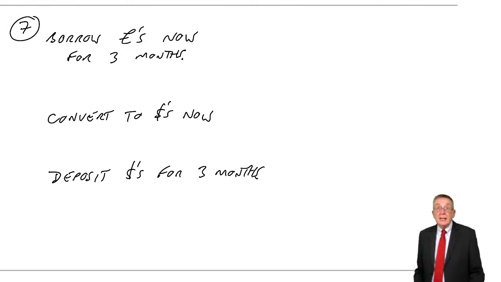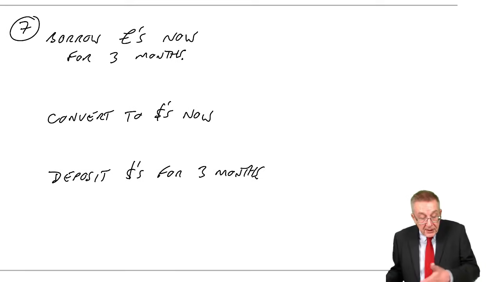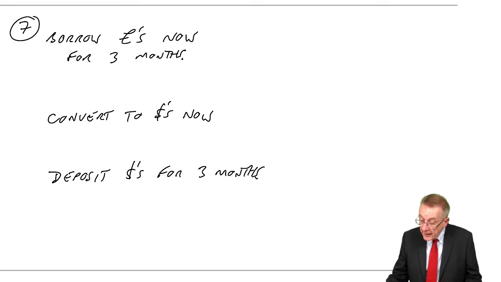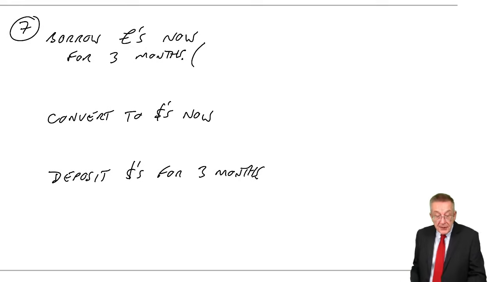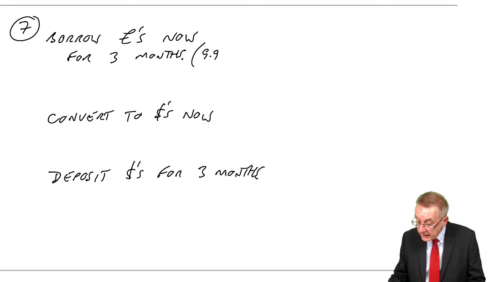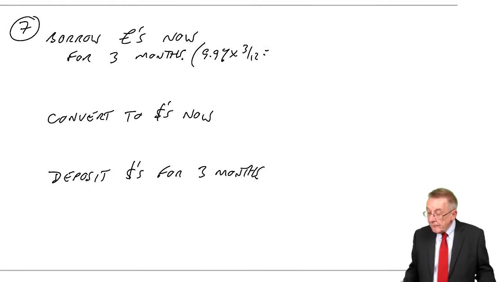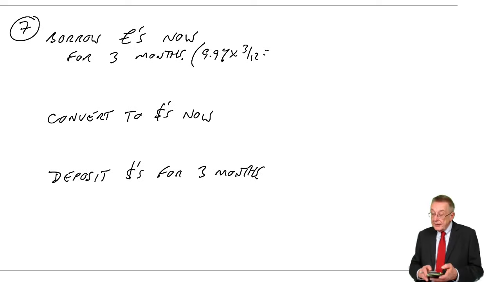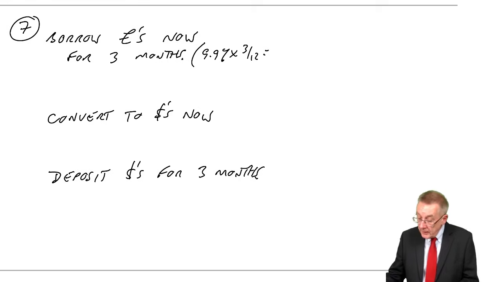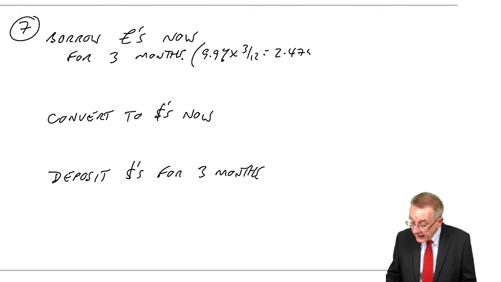And then in 3 months' time, I'll use the deposit to pay the customer. What the interest rate's going to be? Well, if I'm borrowing pounds, the UK rate for borrowing is 9.9%. But again, it's a yearly rate. We're only borrowing for 3 months. So we'll actually pay 2.475%.